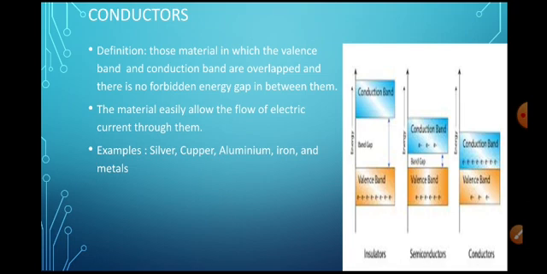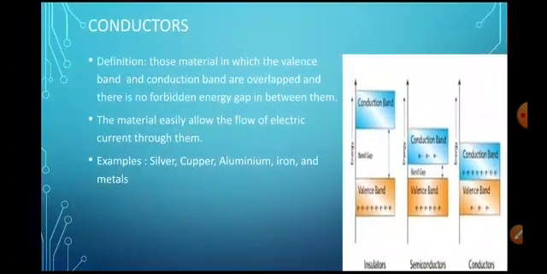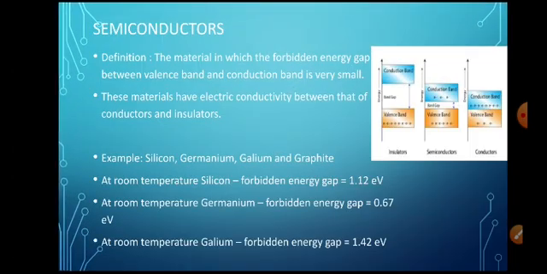Examples for the conductors are silver, copper, aluminum, iron, and other materials. Due to the large number of available electrons, the conductivity is very high and the resistivity is very low in the conductors. So next is semiconductors. The semiconductor material is one whose electrical properties lie between the insulators and the conductors. For example, germanium, silicon, gallium, graphite are the semiconductors.